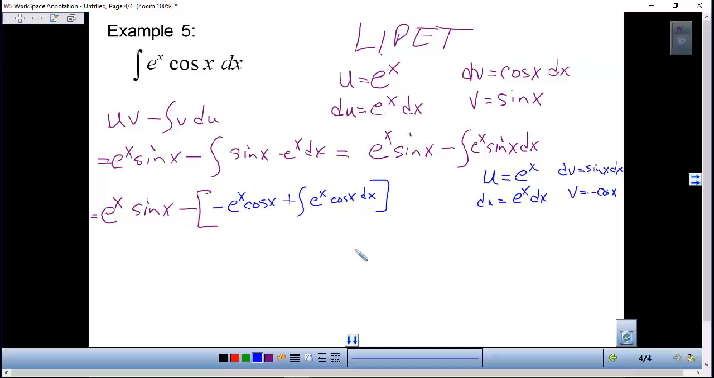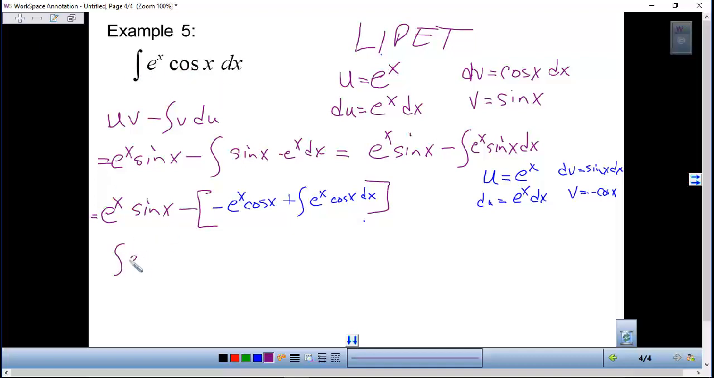All right, so that came from the second integration by parts. So the blue in here is the second integration by parts. Now let me go ahead and rewrite this in a little different way just because I want you to see something. So we started off with this.